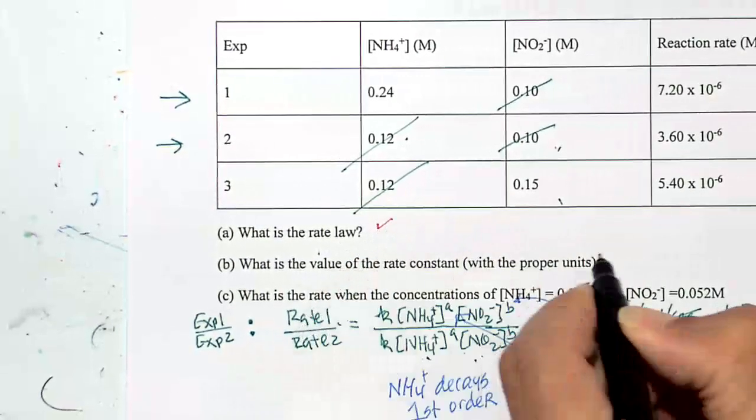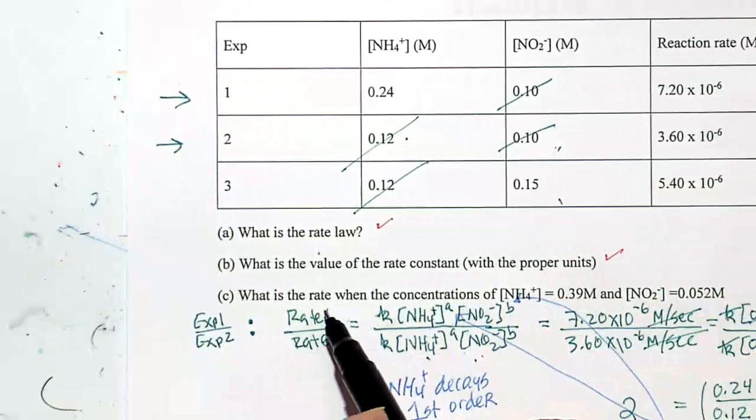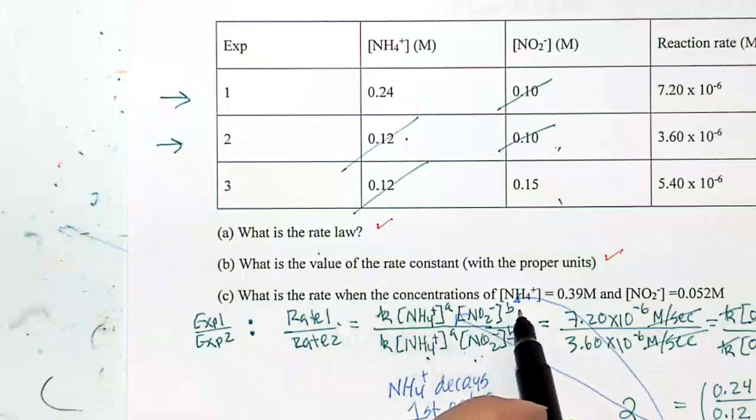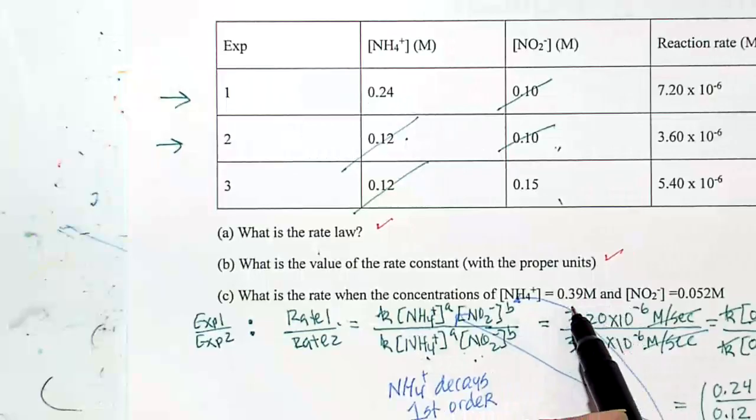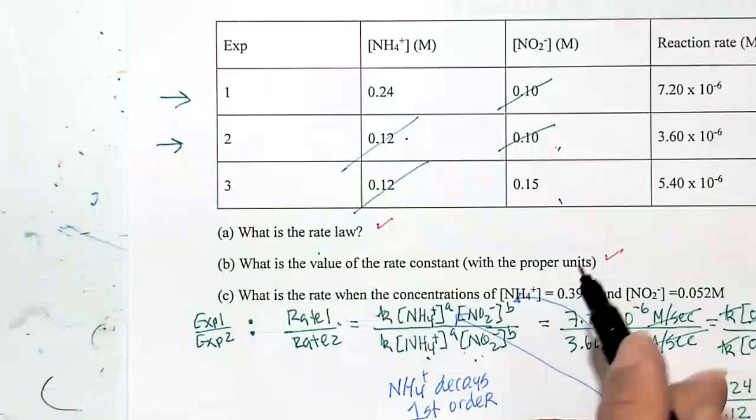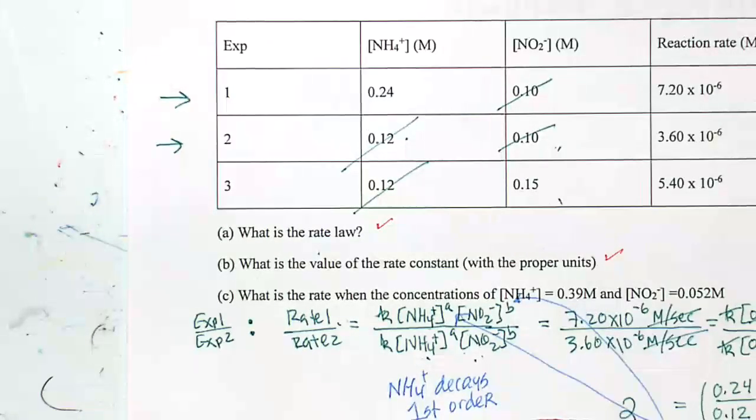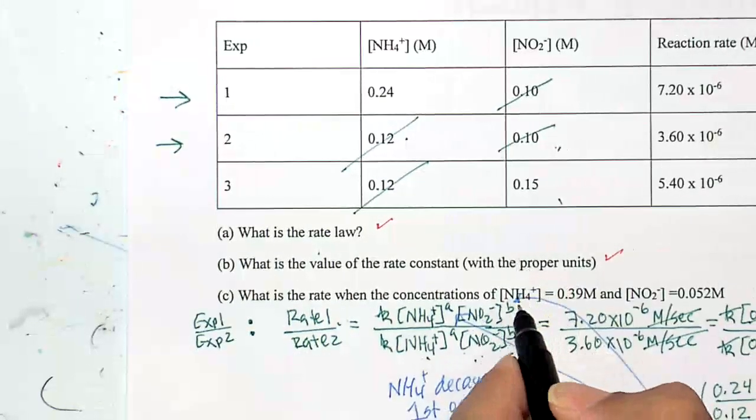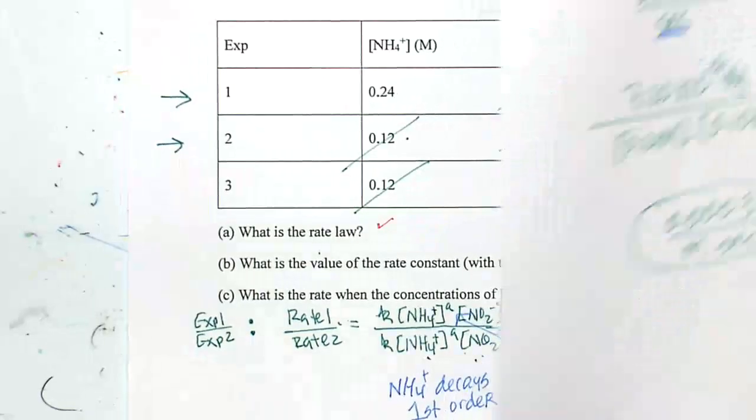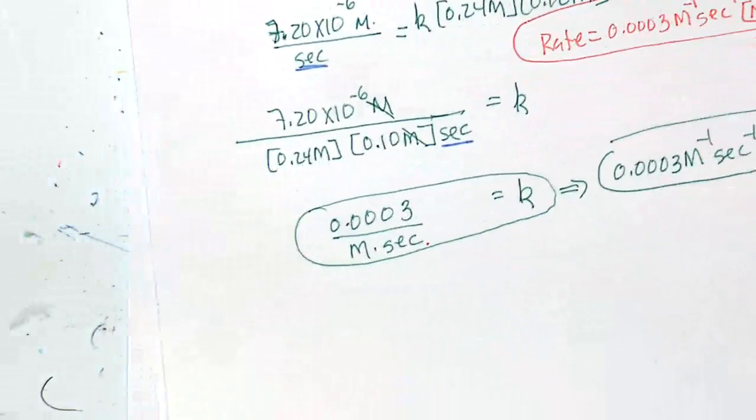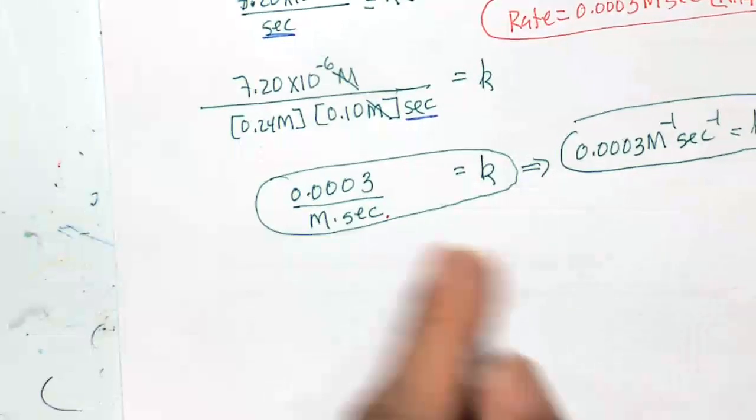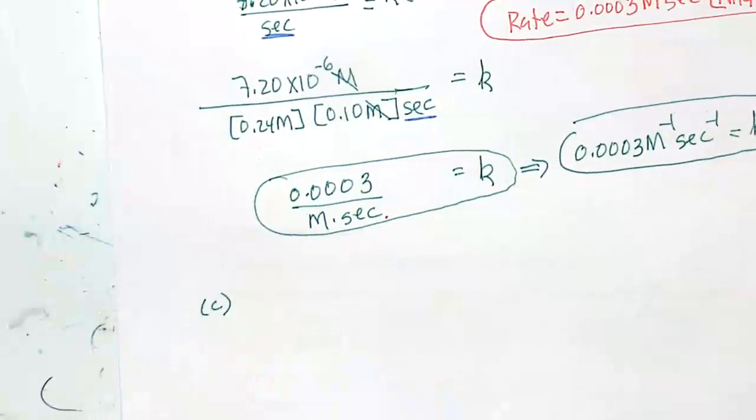So we got the rate law, we got the value of the rate constant. So what is the rate when the concentrations of NH4 positive, ammonium ion, is 0.39 molar, and NO2 minus is 0.052 molar? So how will we solve for part C? The way we solve for part C is just by plugging NH4 plus in here, raised to the first power, and NO2 minus to here, raised to the first power. So let's go ahead and do that.